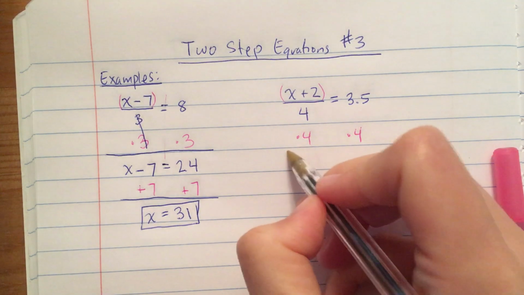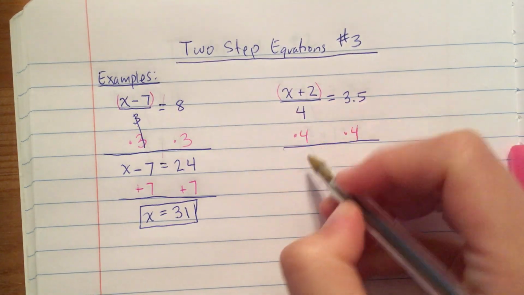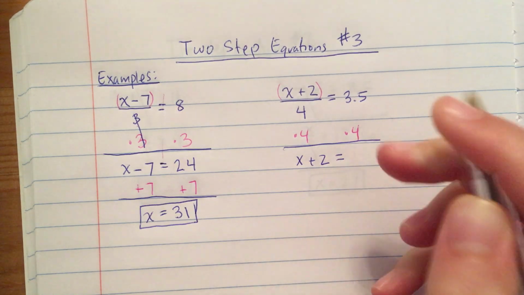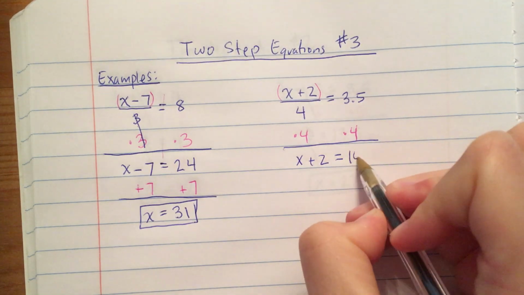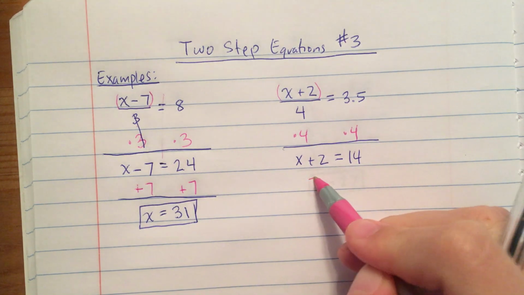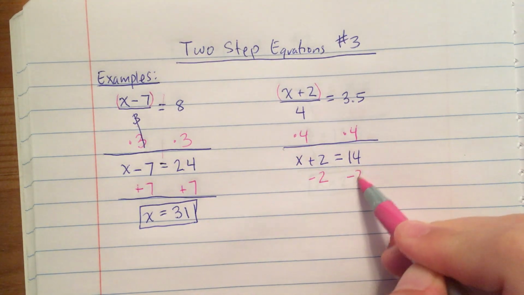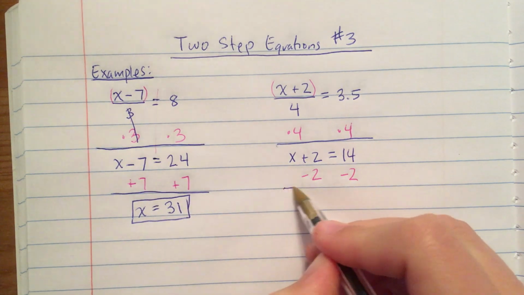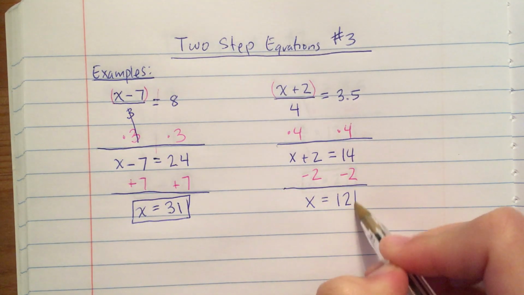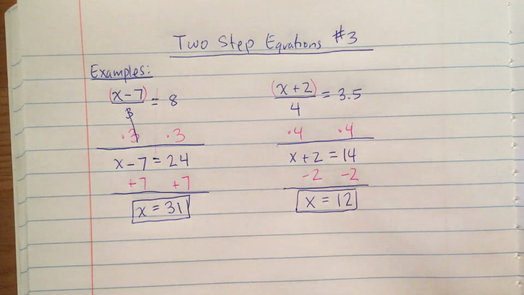The 4 cancels here, so I'm left with x plus 2 equals 3.5 times 4 is 14. And then the only thing that's with that x right now is that 2. So I'm going to get rid of it. And I get x equals 12. And that's it.